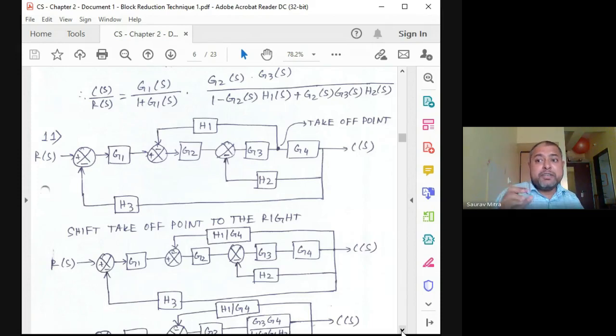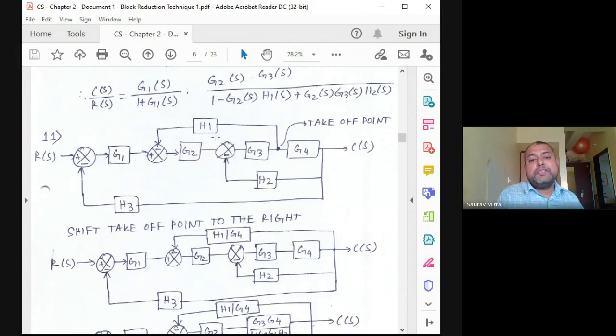The problem or pressure point in any numerical you have to understand. Here R(s) is given. This is the input, summing point 1, G1, summing point 2, G2, summing point 3, G3. There is no problem there. But this is a problem, because you cannot solve it. There are 3 feedback signals. H1 is a negative feedback signal. H2 is a negative feedback signal, and H3 is a feedback signal coming from the extreme output side to the extreme input side.